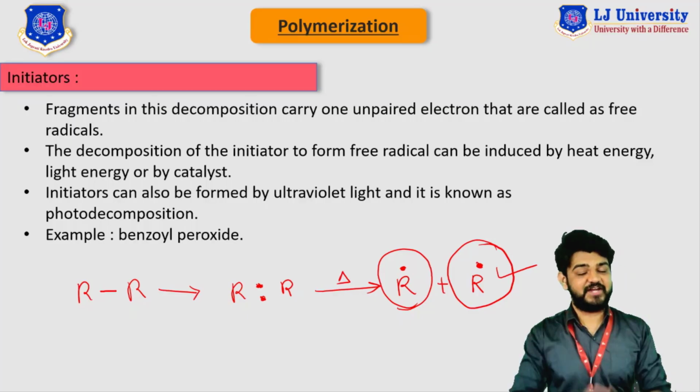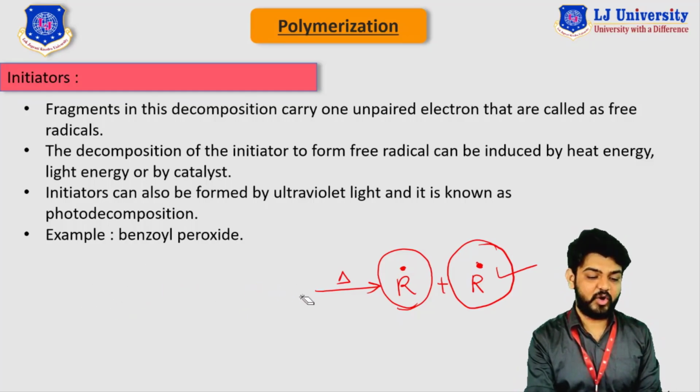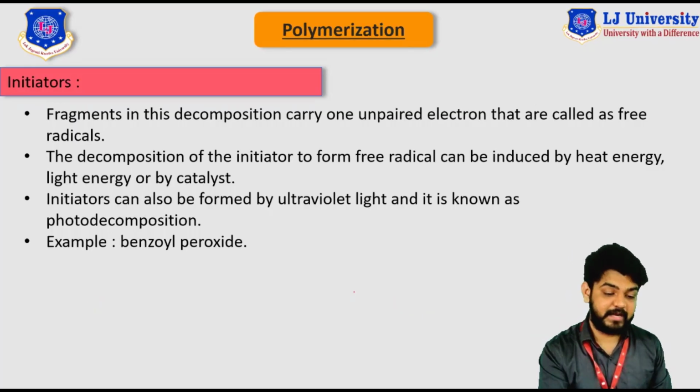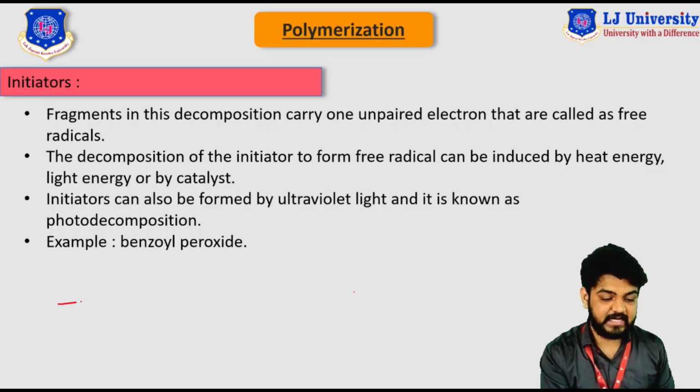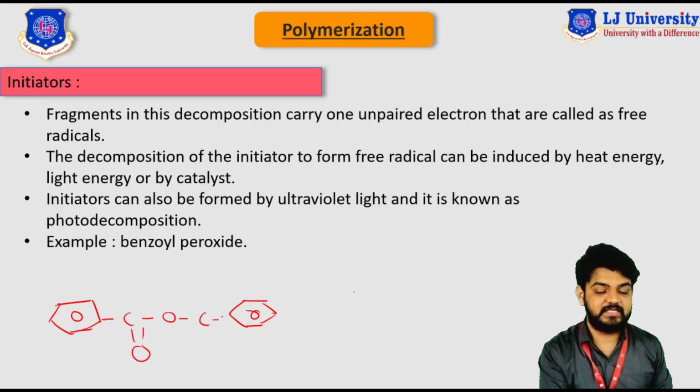Now let's understand the initiator with one example. Let me rub this out, and we have one example of benzoyl peroxide. This benzoyl peroxide compound can be represented like this; it basically contains two benzene rings in this fashion. This is one benzene ring. Then it also has one more benzene ring in this way, and both benzene rings are connected with a C-O-O bond in this way. So basically we can say that it has C-O-O as a functional group in this manner.